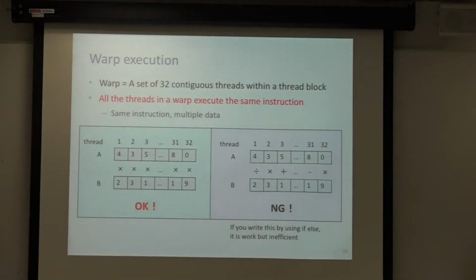So the fourth characteristic of GPU is warp execution. A warp is a set of 32 contiguous threads within a thread block. All the threads in a warp execute the same instruction. In the left-hand side case, the instruction is the same in the warp. It is okay. But in the right-hand side case, the instruction is not the same. So if you write a program like the right-hand side by using if or else, it works, but is very inefficient.